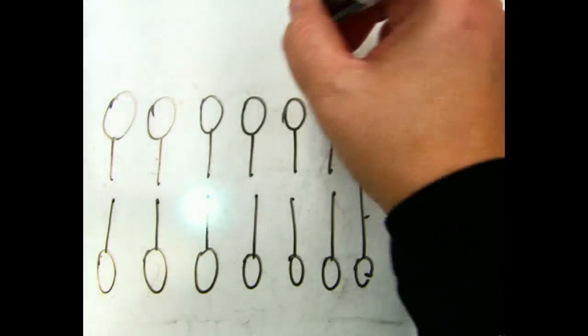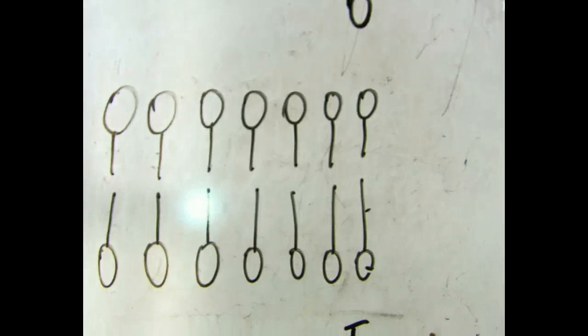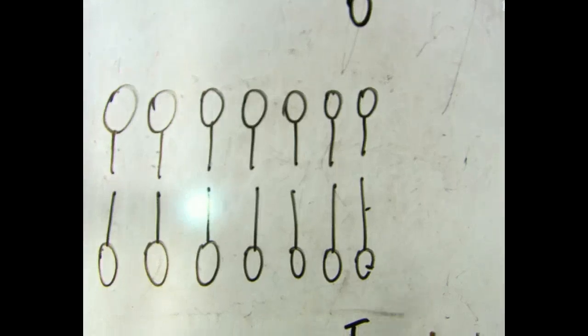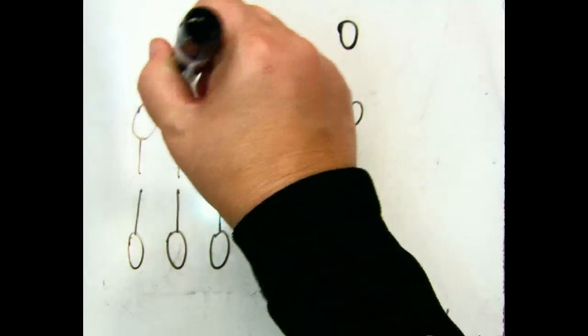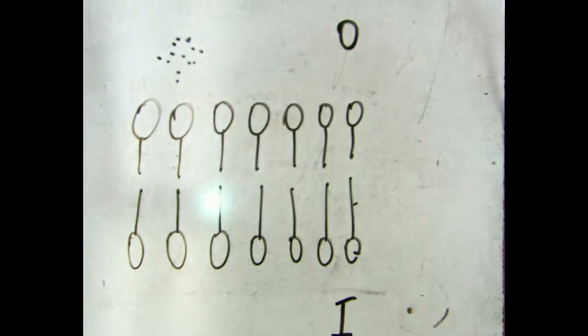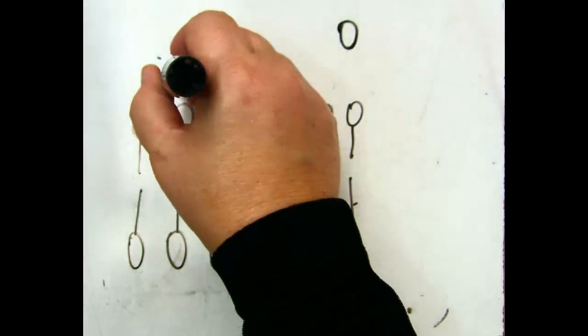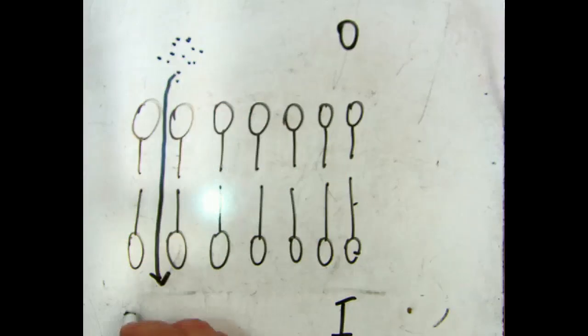So let's pretend this is the outside of the cell and this is the inside of the cell. And the outside of the cell is where there are substances that the cell needs. So for example, let's say there is glucose on the outside of the cell. The cell can bring the glucose in through the process of diffusion.